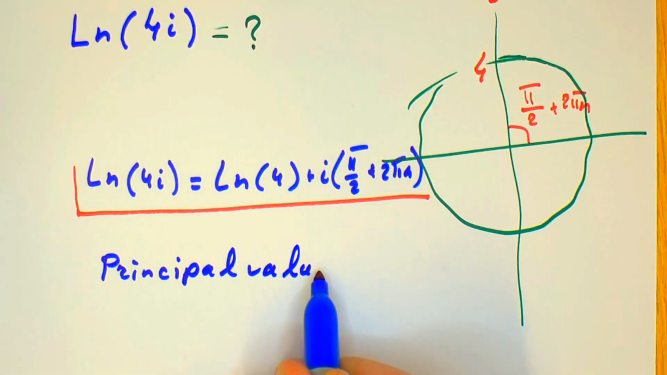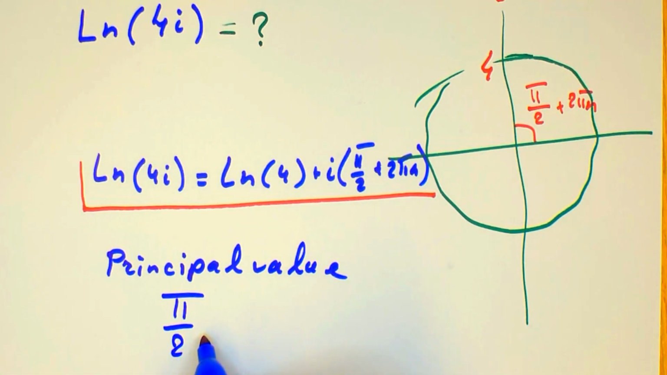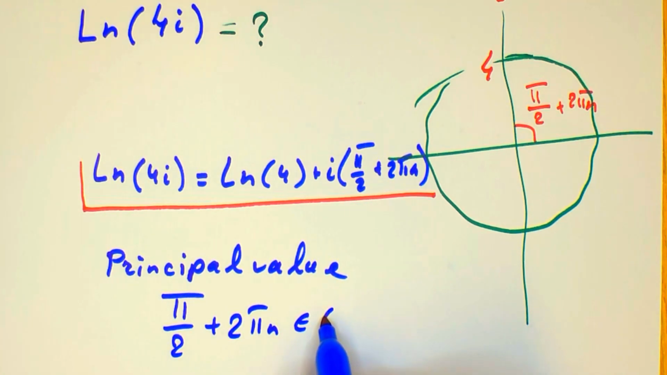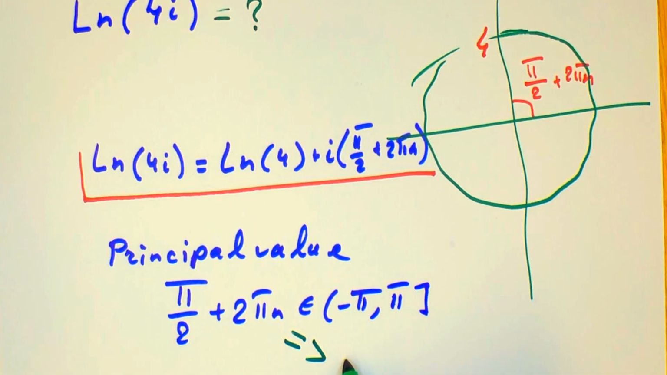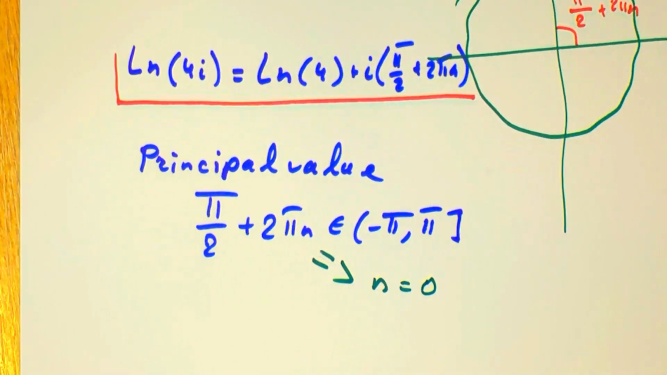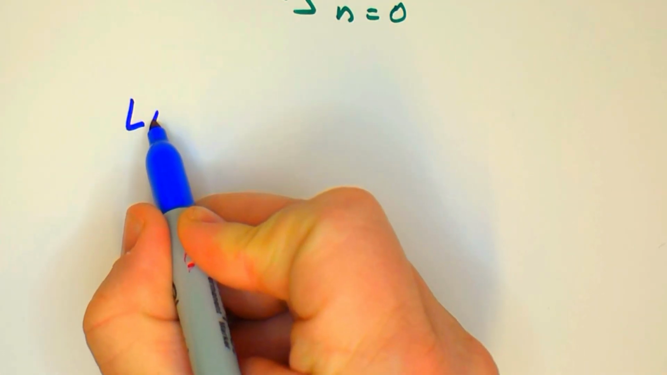Now let's calculate the principal value. So it will be pi over 2 plus 2 pi n, and it should stay within the limit from minus pi to pi. So from this you can see that n should equal 0.